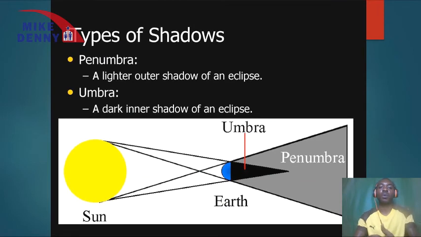Okay, if you look at the diagram carefully, you are going to see the umbra shadow, you are going to see the penumbra shadow. You see the moon, the sun, and this is the earth. Look, this is the darker part. This dark part is called the umbra, which is very dark, and this is the penumbra part, which is fairly dark. This is what we have been talking about: the umbra shadow and the penumbra shadow.